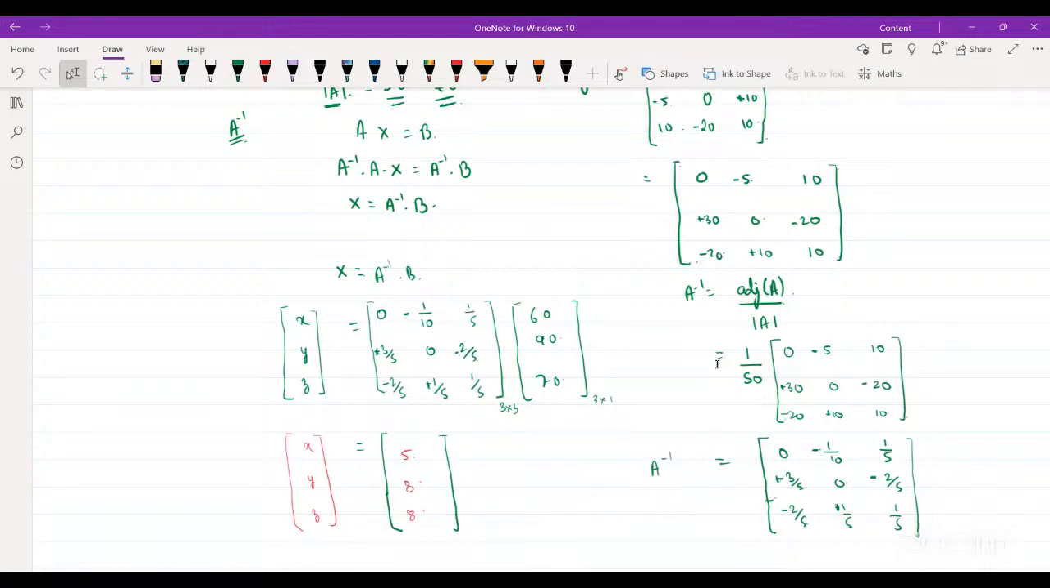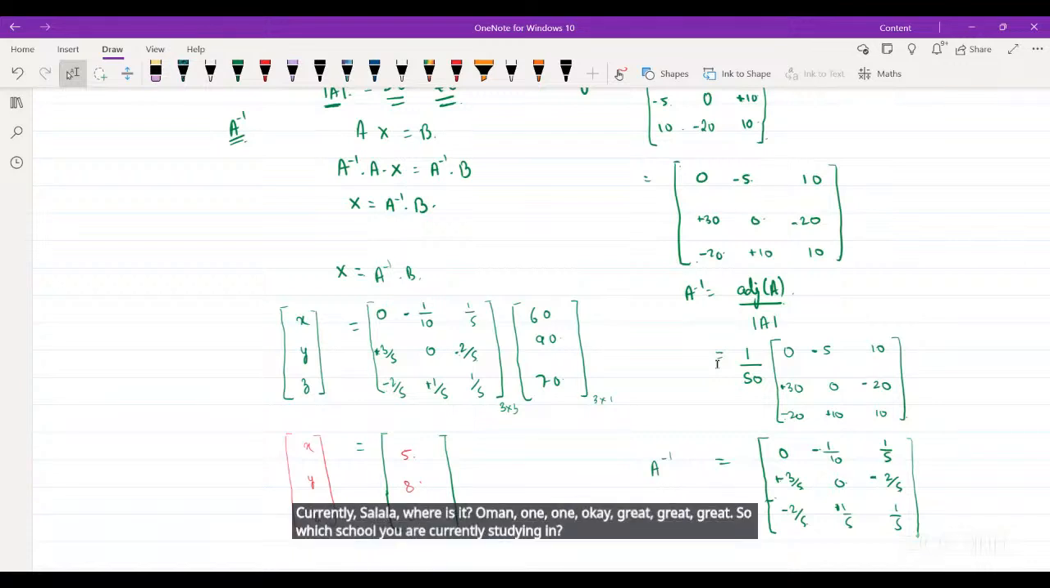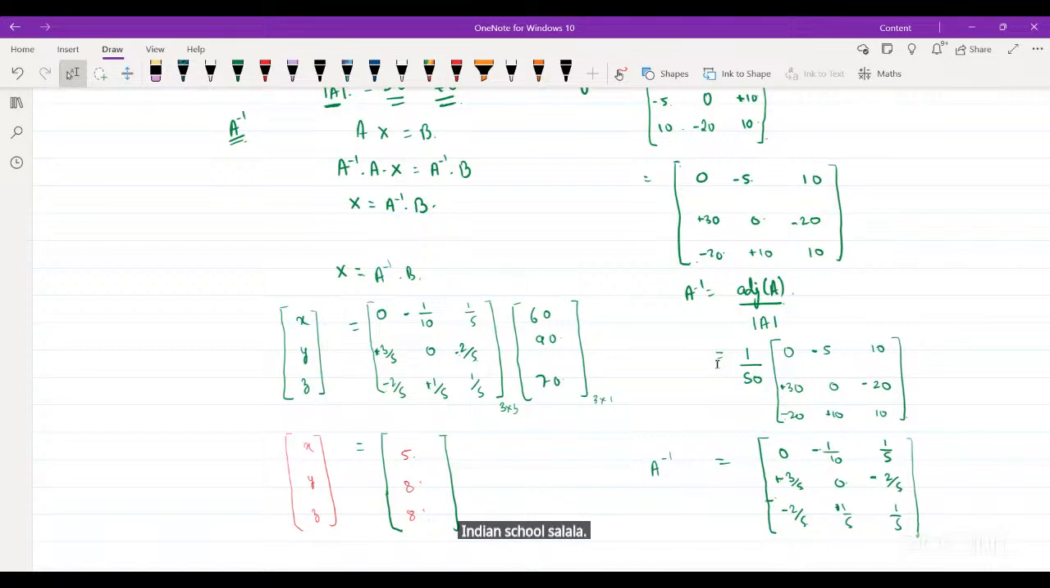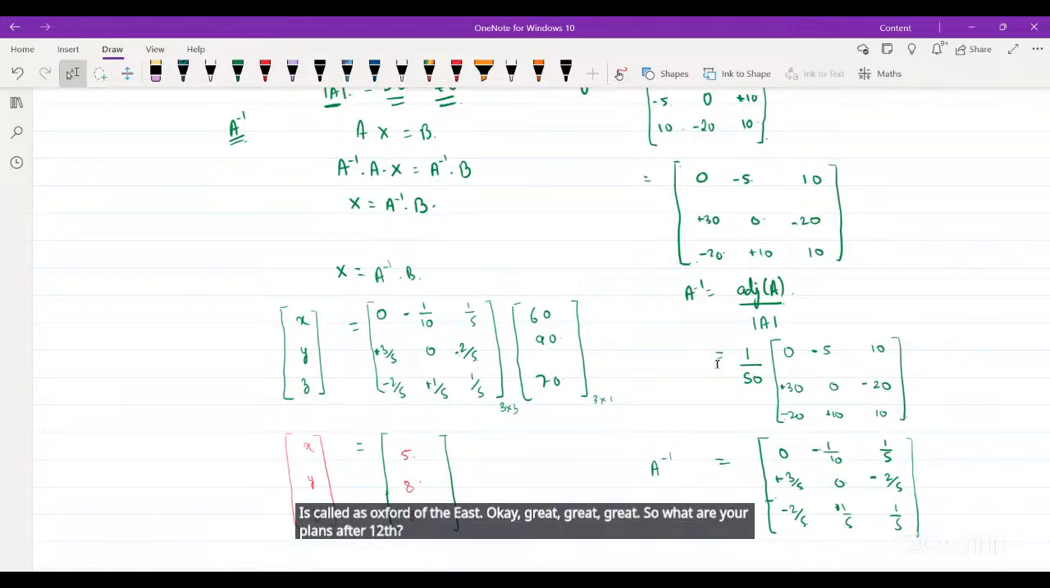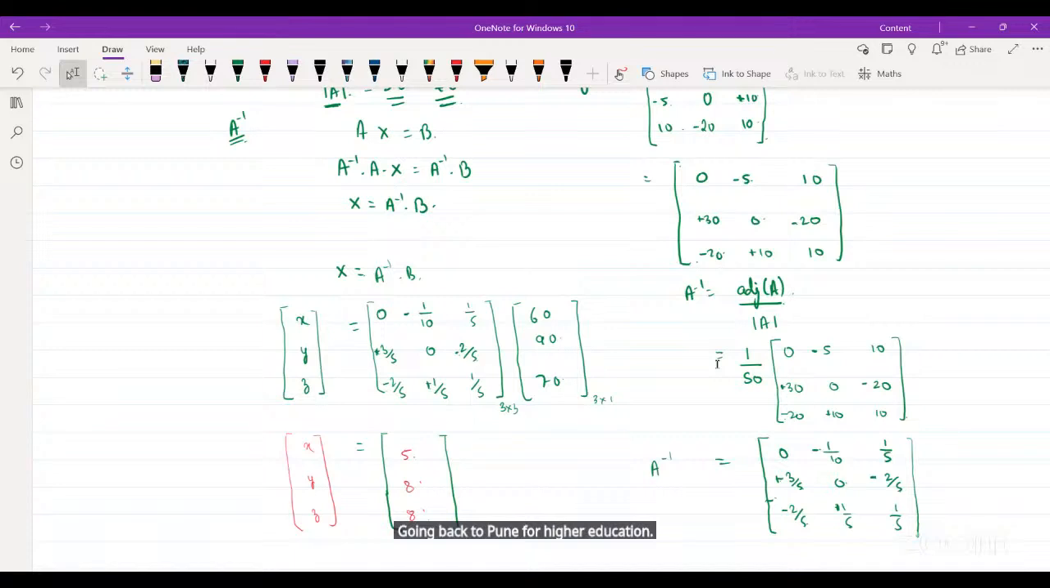Sir, I'm currently in Salalah. Where is it? Muscat, Oman. Oman. Okay, great. Which school are you currently studying in? Indian School, Salalah. Okay. And which part of India do you come from? Maharashtra. Maharashtra specifically? Pune. Pune, Oxford of the East. Sorry? Pune is called the Oxford of the East. Yes. Okay, great. So, what are your plans after 12th? Going back to Pune for higher education. Great. Good. Ibrahim, what about you, my child?